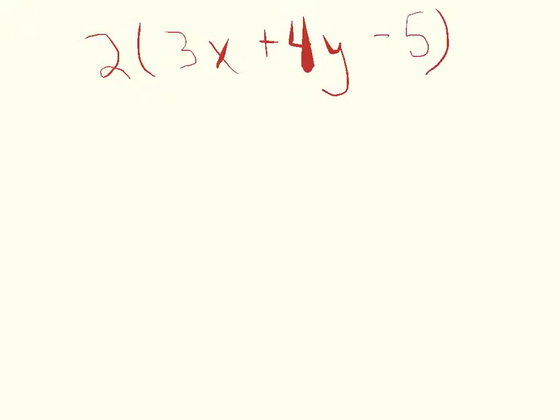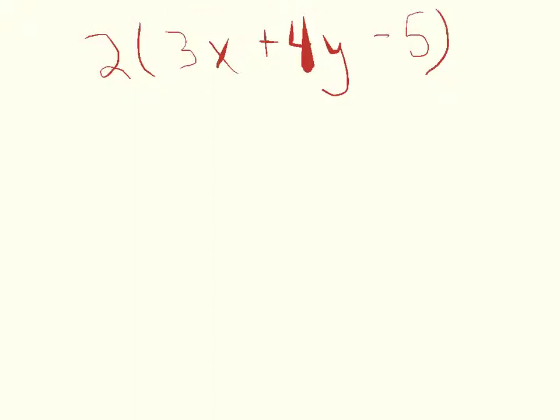I could also have more than just two terms inside the brackets when using the distributive property, and I could also have coefficients in front of the variables as well. So I could have something like 2 and inside the brackets 3x plus 4y minus 5. So same sort of thing. I would go 2 times 3x, 2 times positive 4y, and 2 times the negative 5.